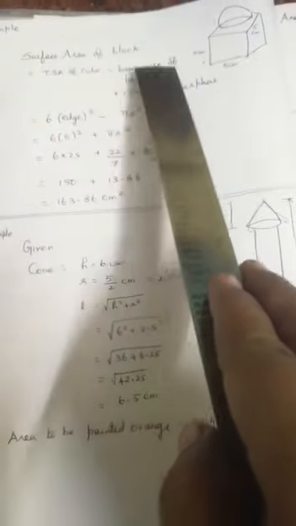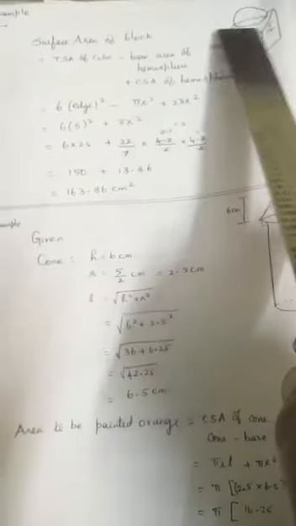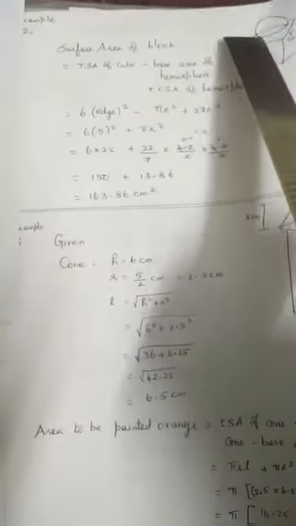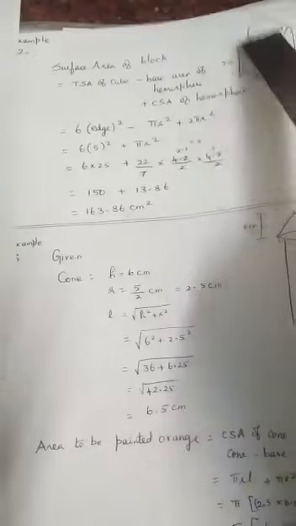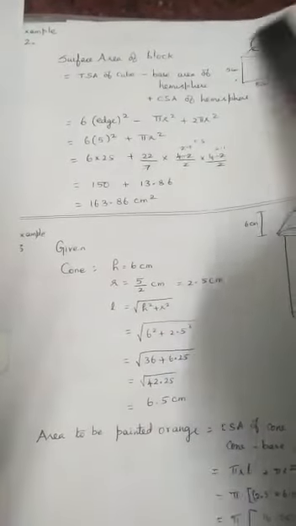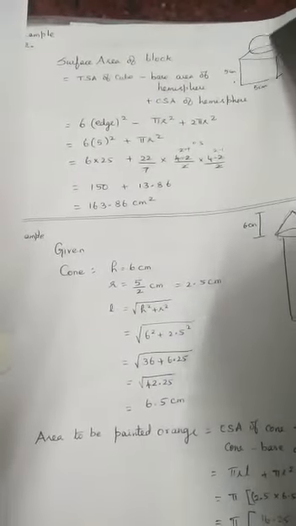The surface area of the block equals TSA of the cube minus base area of the hemisphere plus CSA of the hemisphere. Why subtract the base area of the hemisphere? Because that part will be closed. That's why we subtract the base area of the hemisphere and add the CSA of the hemisphere, since it is surmounted on the top side and you have to paint it.